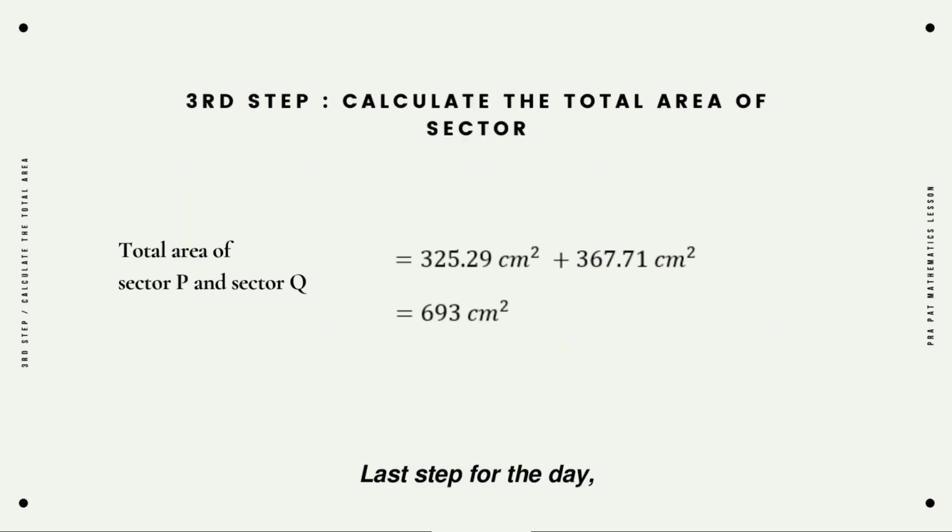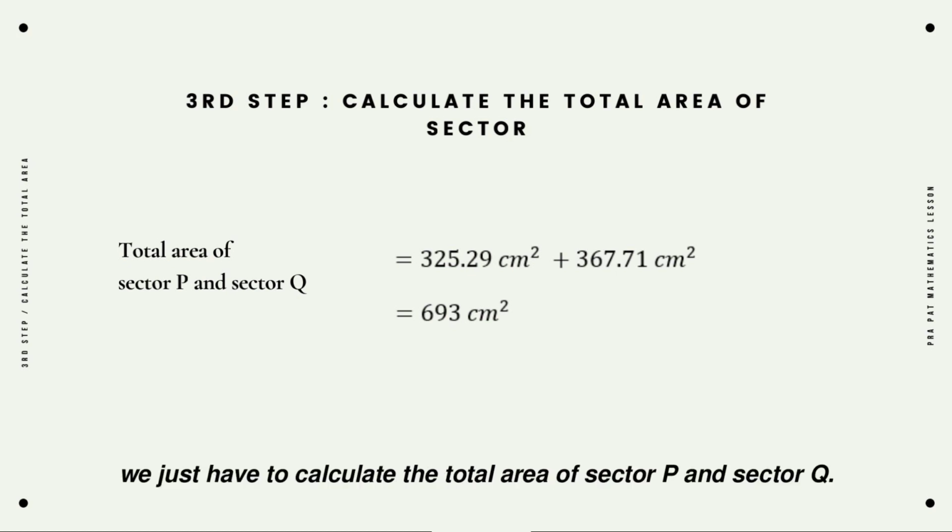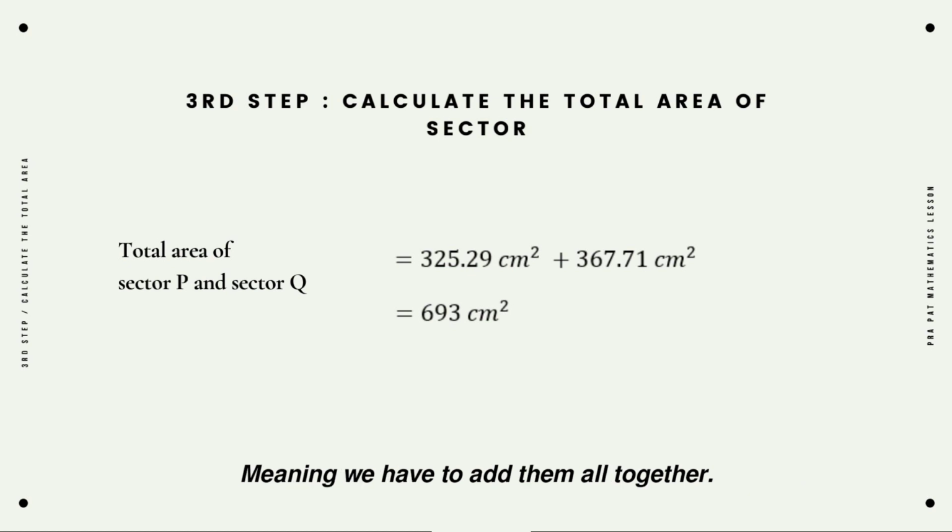Last step for the day, calculate the total area of sector. Well, this is easy. We just have to calculate the total area of sector P and sector Q, meaning we have to add them all together. 325.29 centimeter squared plus 367.71 centimeter squared, which equals 693 centimeter squared. That's all for today's video.